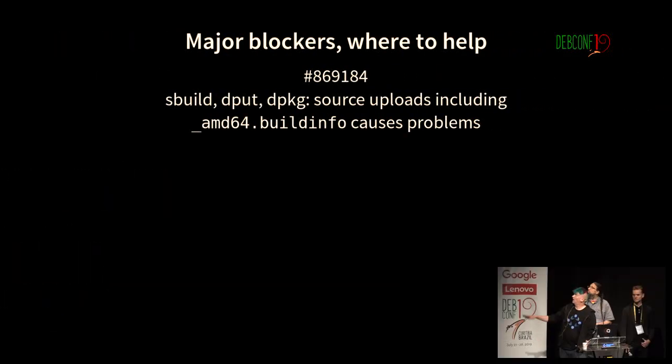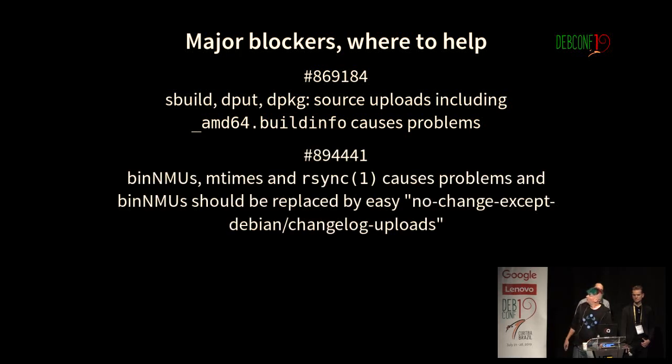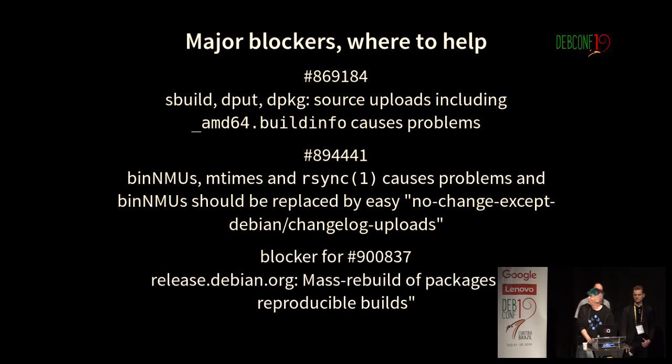Besides that, we still have this old problem that there's source uploads including an AMD64 build info file, which cause problems. There's a hackish workaround for that, but we'd like to have a better fix. Then binNMUs can cause problems. There has been some discussion here at DebConf where I need to update the bug. And this mass rebuild of packages was the problem on the previous slide.